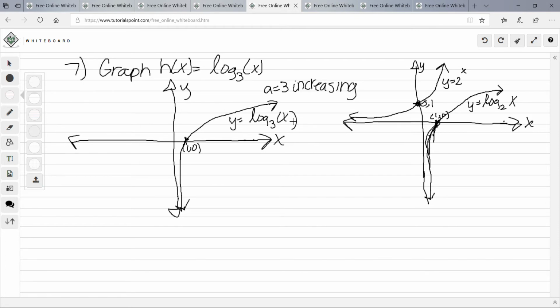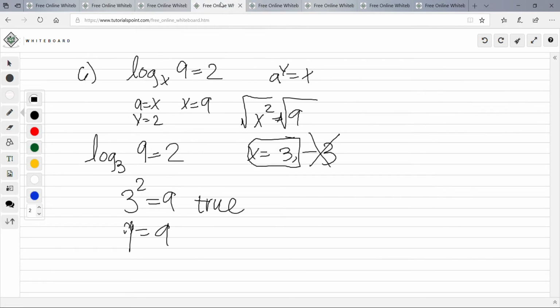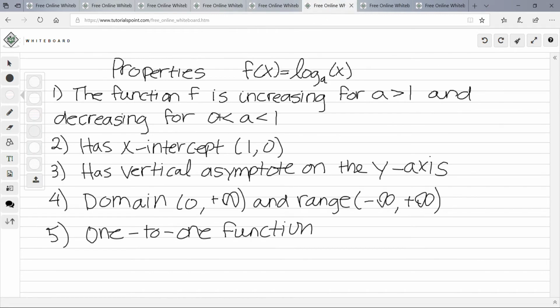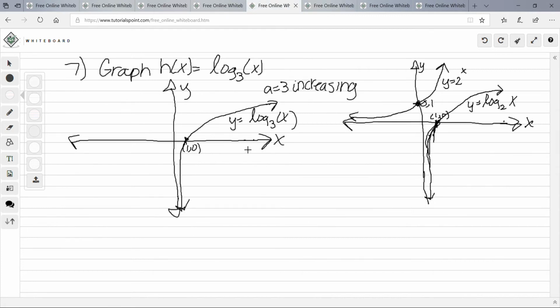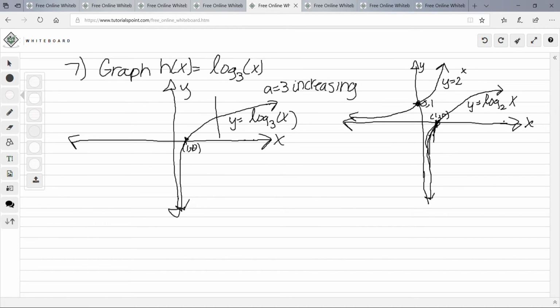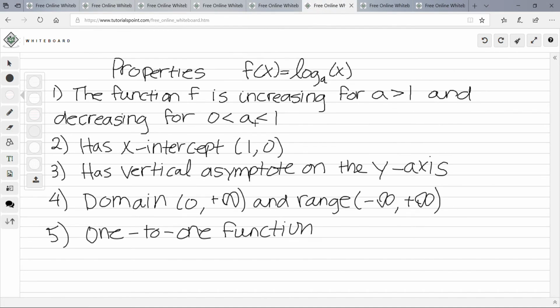So let's go back to the rules of logs. It says it's a one-to-one function, right? That's true, because if you put a line through it, it passes the vertical line test. It has an x-intercept of (1, 0), yes, right here. It has a domain of 0 to positive infinity and a range of all real numbers. So let's look at that.